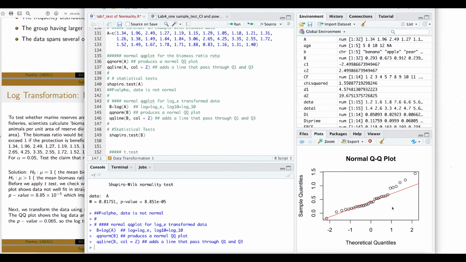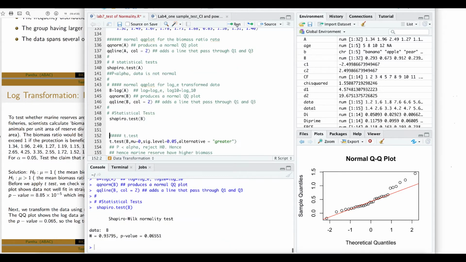So I'm going to do the Shapiro-Wilk test. When you do the Shapiro-Wilk, you see that the p-value is greater than alpha. What is our alpha? Alpha is 0.05. The p-value is 0.065, that is, 0.07 actually. So it is greater than alpha, so it is normal, right? You can see that here p is greater than alpha. So the data is normal. So the transformed data is normal here.